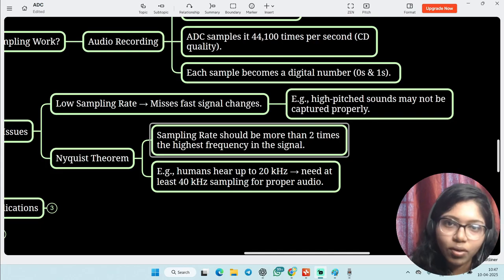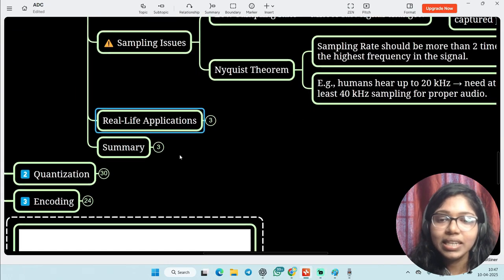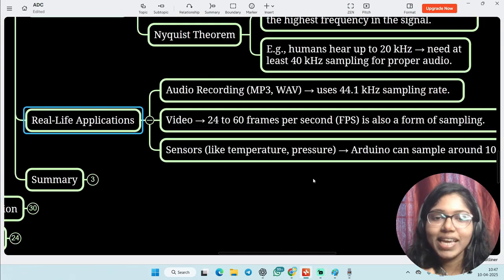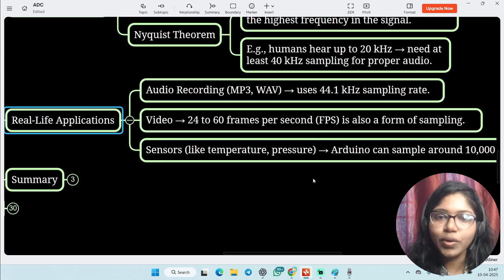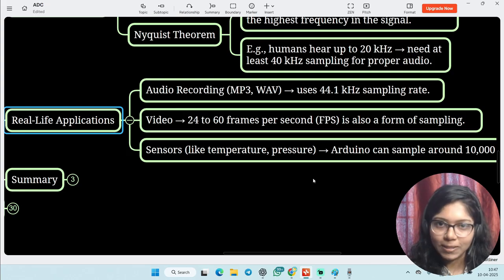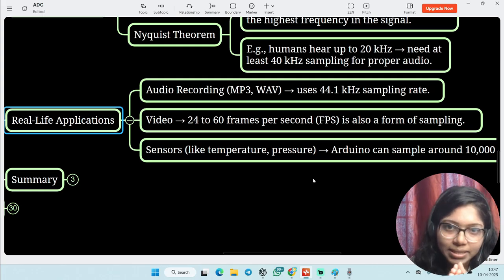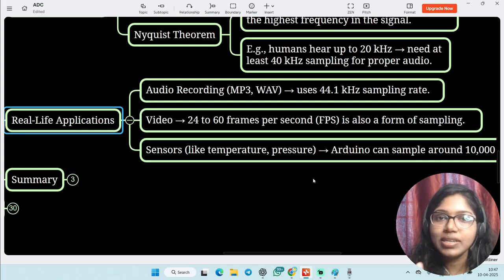So your sampling rate should be high compared to the normal signal. And what are the real-life applications of this? Audio recording. When I do audio recording, the sampling rate is 44 kilohertz, so 44 means 44,000 hertz. That is among the highest sampling rates. Consider it per second, you get a lot of sampled data, so the accuracy is high.